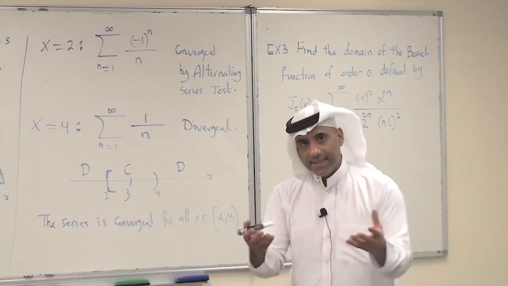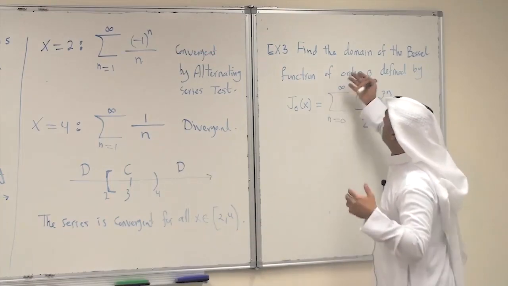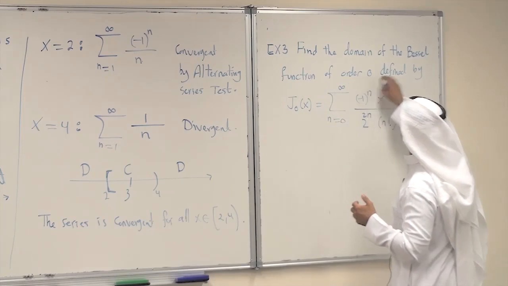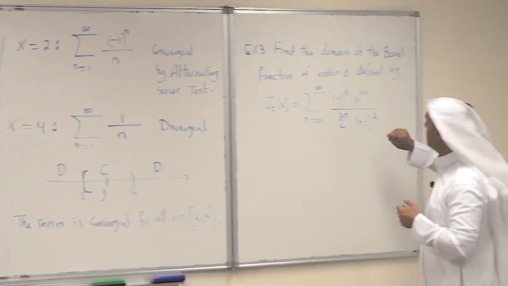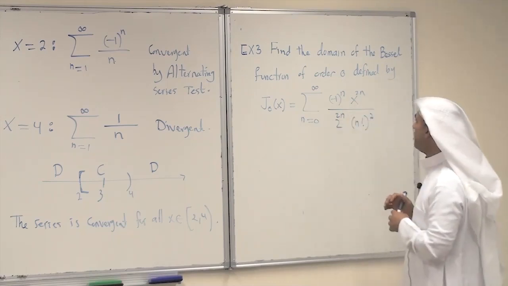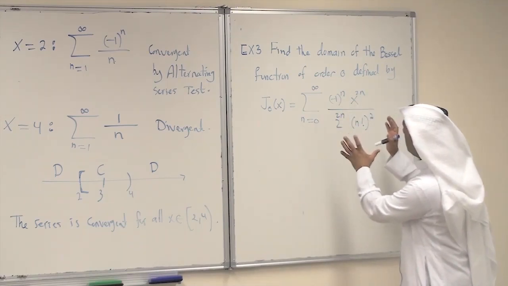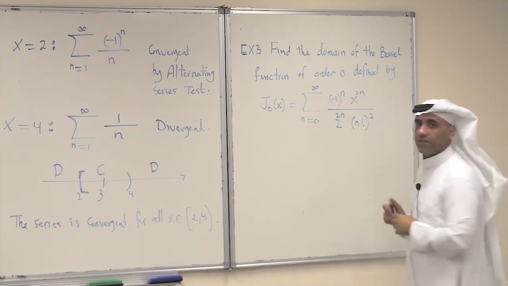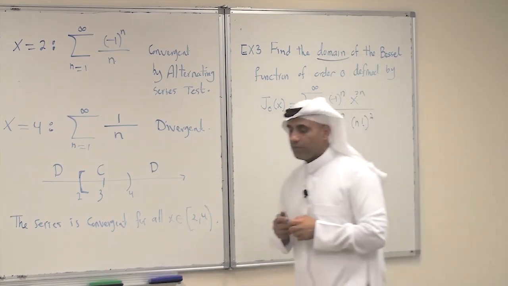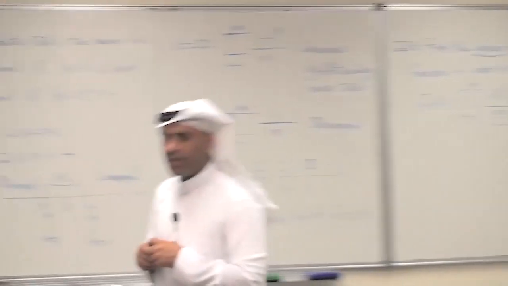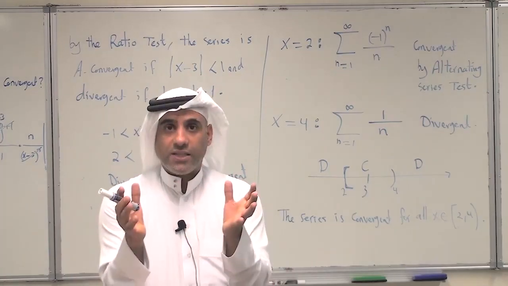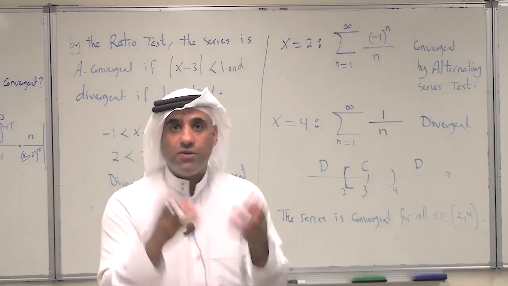Now let us see a third example where the question says find the domain of the Bessel function of order 0. This is one of the special functions we have in mathematics. It is defined in terms of series, in terms of a power series actually, and we are trying to see where this series is convergent. That's what we mean by finding the domain of the series. The domain of the series or domain of the function is defined to be the set of all values of x for which the series is convergent.